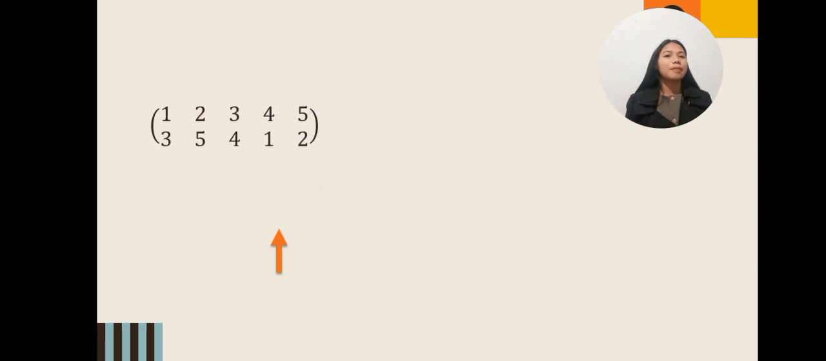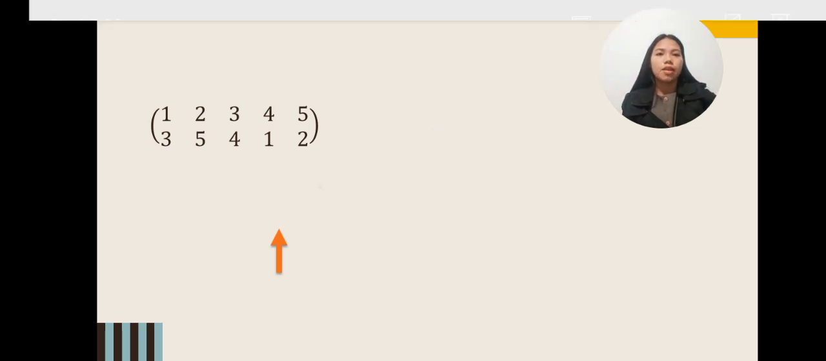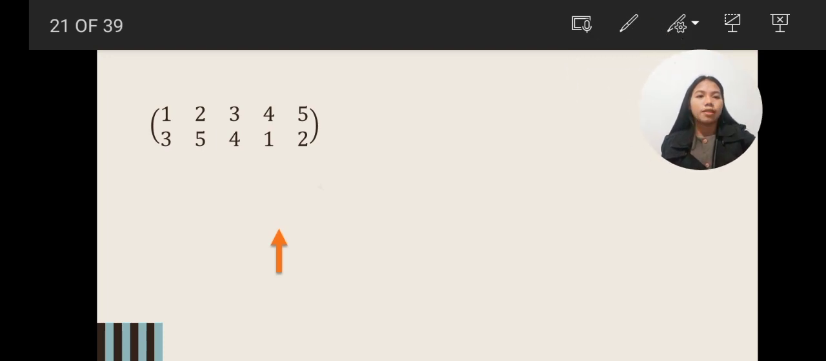So we use these numbers: 1, 2, 3, 4, 5. And below that, we have 3, 5, 4, 1, 2. So the next process will be getting the cycle decomposition. So we start from 1 mapped to 3. Once we finish a mapping, we cross it out. Okay, let's try that. So 1 is mapped to 3.